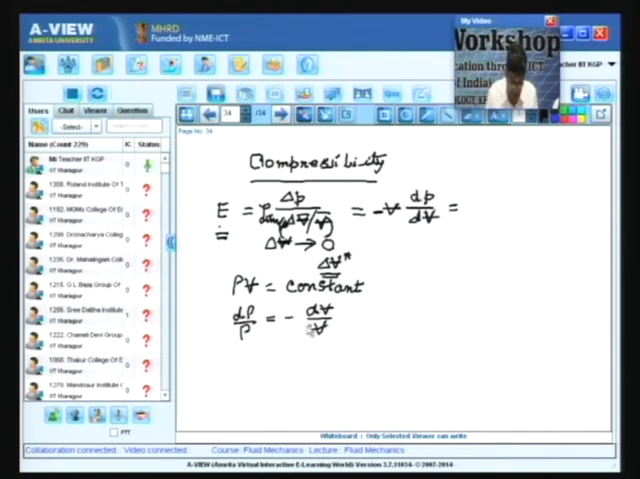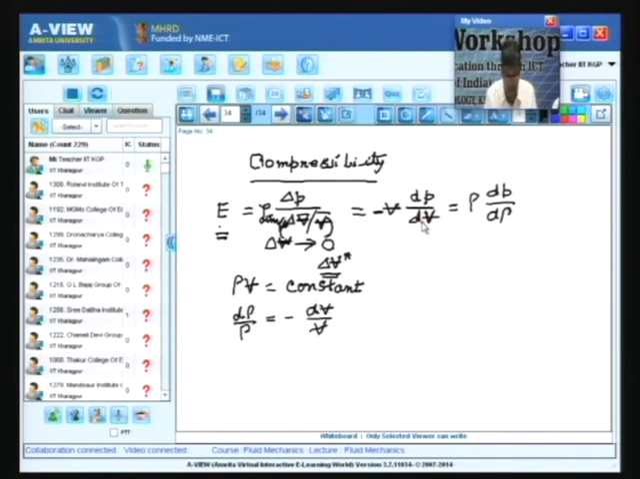So, this can be written in terms of density now. Since dV by V is d rho by rho, we can write this also in terms of rho into dP by d rho. So, this is the definition of bulk modulus of elasticity.